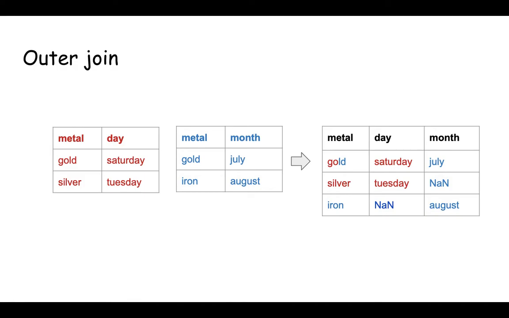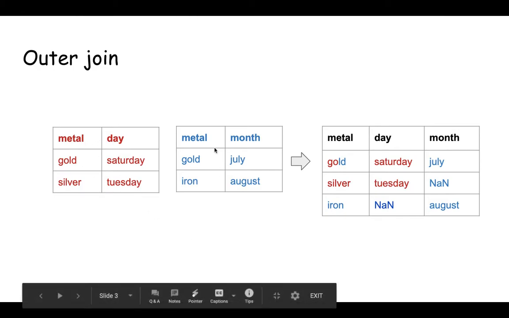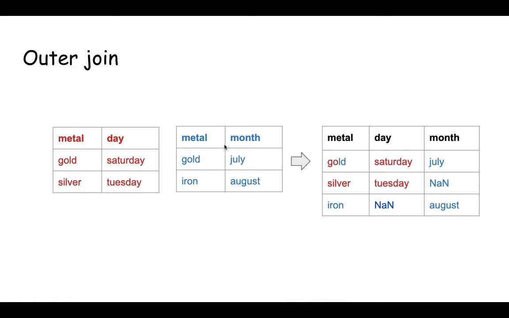Outer join. Here we see there is a table on the left which has two columns, metal and day. There is a second table which has two columns, metal and month. Now here I'm referring to these as tables. When we work in Jupyter Notebook, these would be called data frames. So it's one and the same thing.